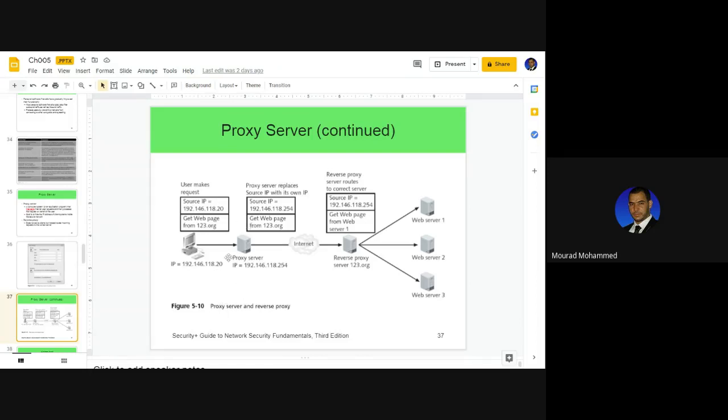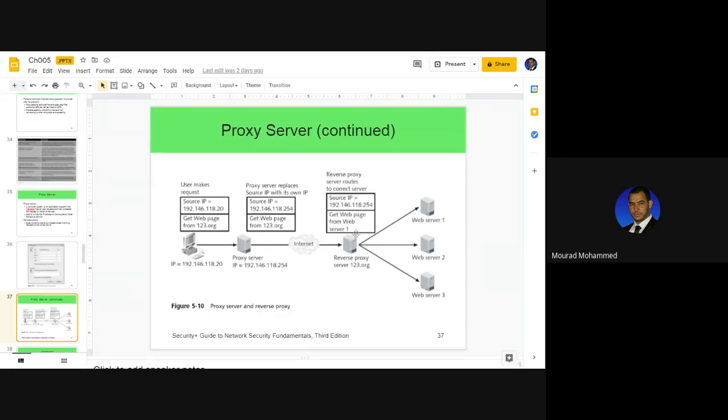The reverse proxy, which is the case vice versa, is the second scenario. When the service comes back, the response of the request comes back. Okay, it reaches here. To where is the response going? It is going to this computer, 192.146.118.254. Okay, let's go. What is this 254 here? It's not available completely. There is no computer, there is no device with this IP address.